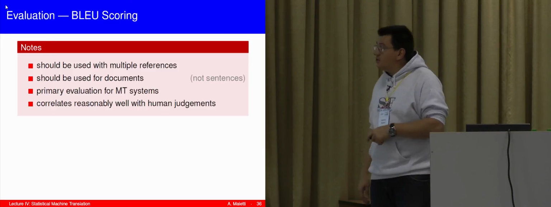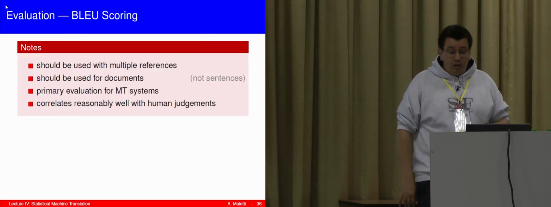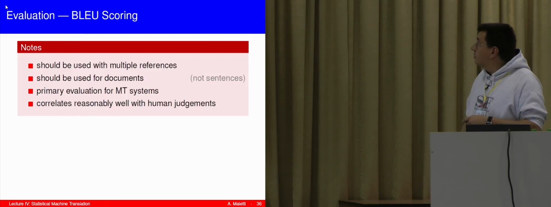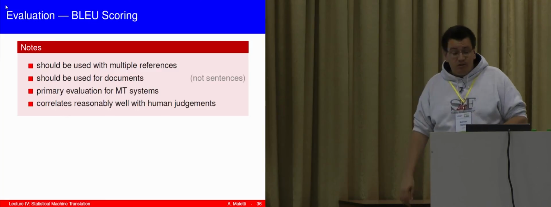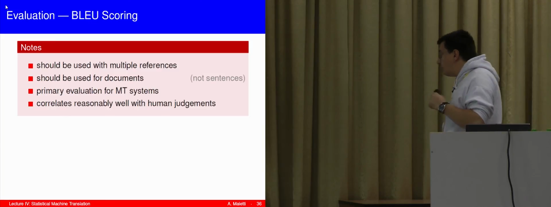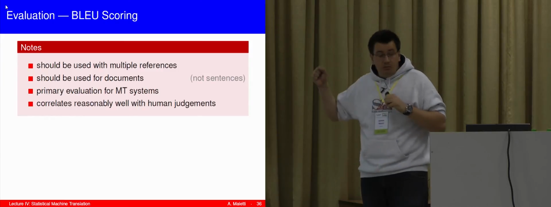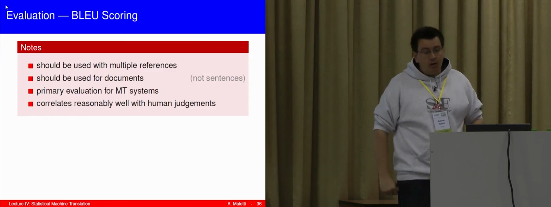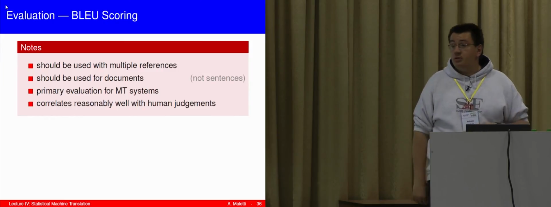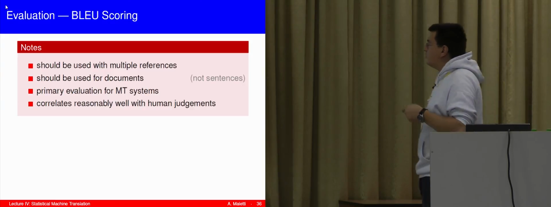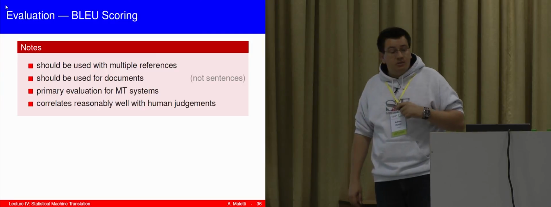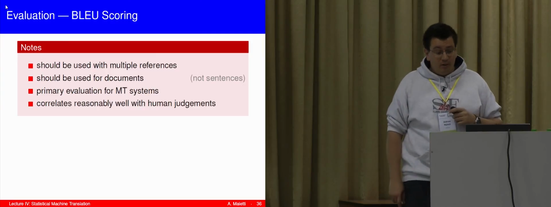It should be used for documents, not just sentences. Yes, but actually this is kind of done. It's the primary evaluation for MT systems, that's certainly accurate. So if you can build a system which beats the best system in terms of BLEU, you're going to be published, no matter what. It doesn't matter how sensible the system is. If it performs better than other systems in terms of BLEU, you will be published.